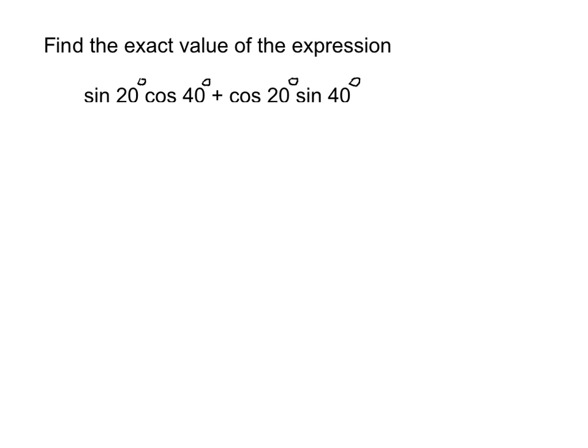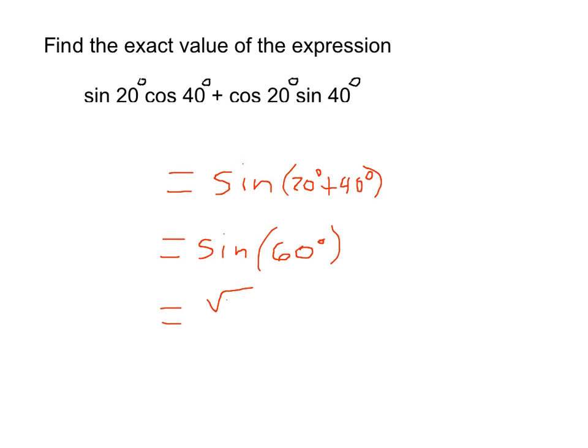But I do know that 20 and 40 is 60 degrees, and so let's see which rule this is right here. So go sine, cosine, cosine, sine. So right off the bat, I know that I'm dealing with one of the sine rules. And since it's an addition between the two terms, I know that it's an addition here. And it's an addition of the angles used, 20 and 40, which equals the sine of 60 degrees, which is the square root of 3 over 2.